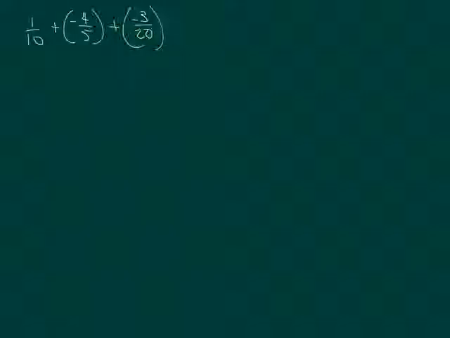So this is example 11, and we're going to add 3 different fractions, but some of them are negatives and some of them are positives. So let's go ahead and ignore the signs, and let's just try to find common denominators first. So we have a 10, a 5, and a 20. So my 10 is 2 times 5. My 5 is already prime, it doesn't break down, so we'll leave it a 5. And my 20 breaks down to 2 times 2 is 4 times 5.